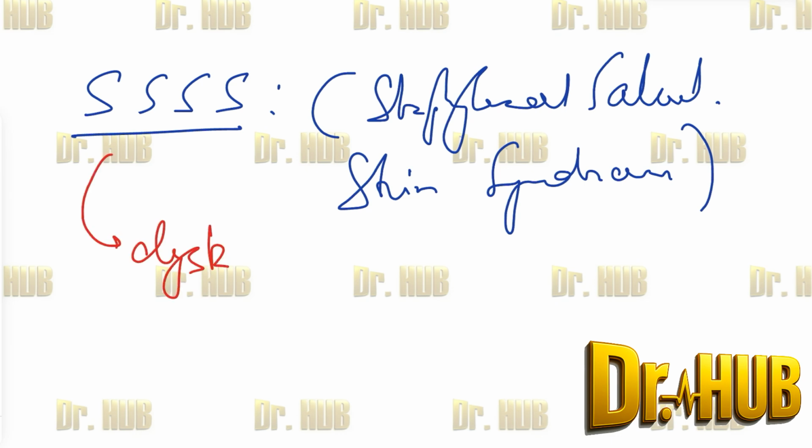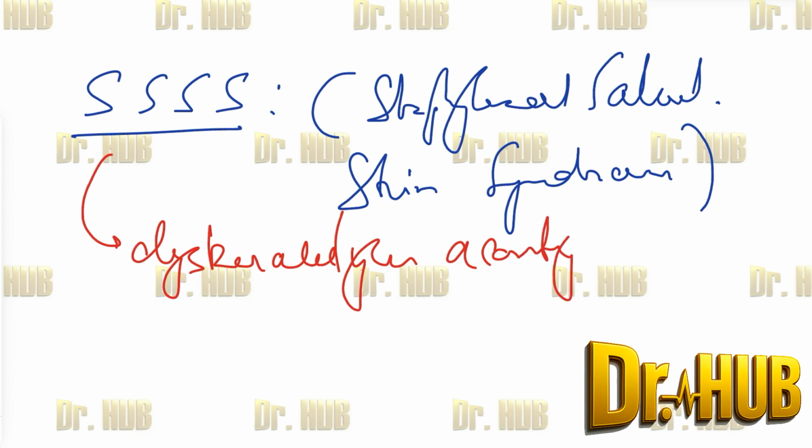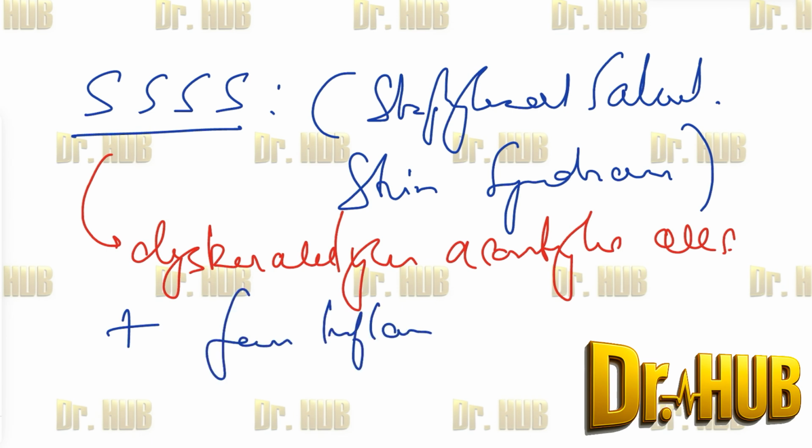So dyskeratotic acantholytic cells, and it has very few inflammatory cells.